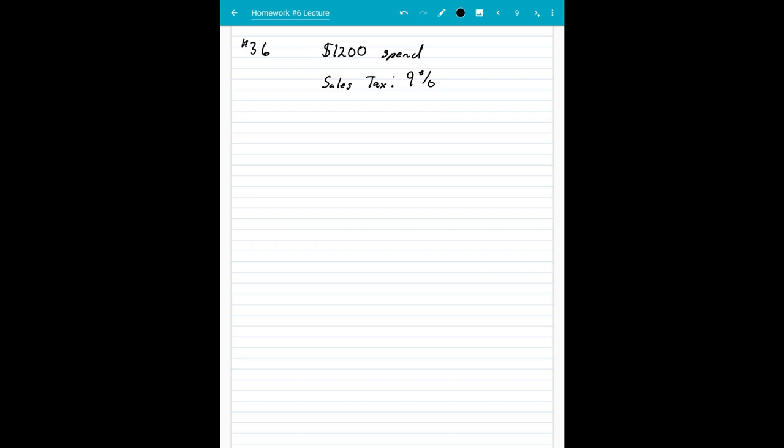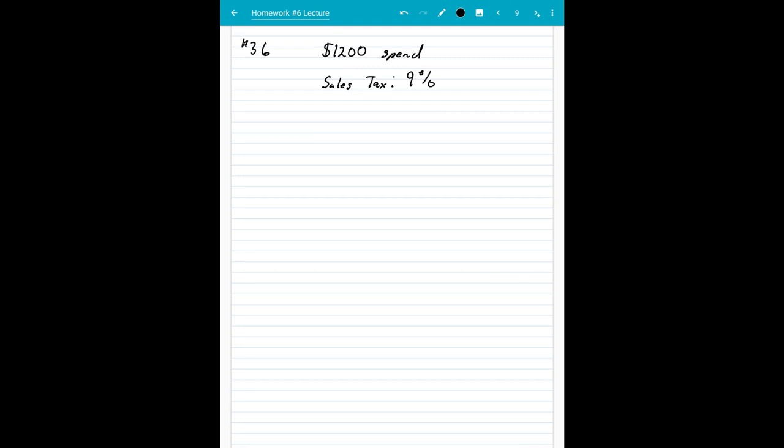Now, this question is worded a little weird, too. We're saying Joe's absolute maximum is $1,200. That's the most he can spend, period. So he cannot spend any more. It's not $1,200 on the table and chairs, then tax. It's with the tax and the furniture. It totals to $1,200. So we need to account for all of that.